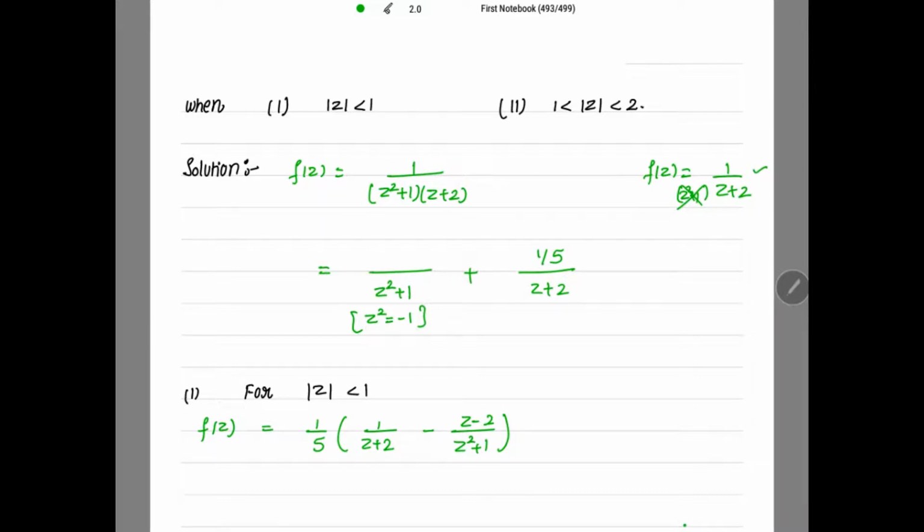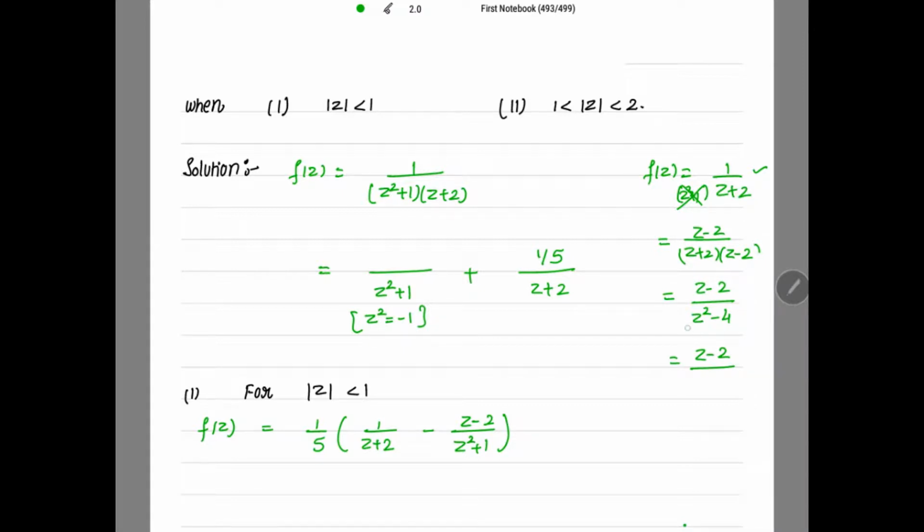How should I put? There is only z. So we need to rationalize this, right? So this is z minus 2 over z plus 2. Just rationalize it. So this will be z minus 2 over z square minus 4. Now you put z square equal to minus 1 over here.